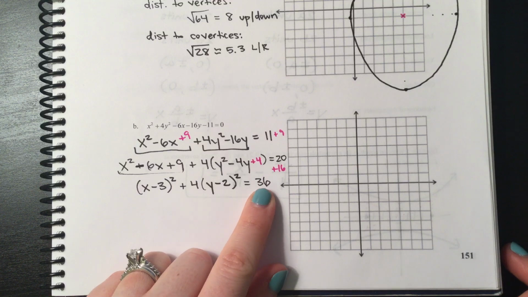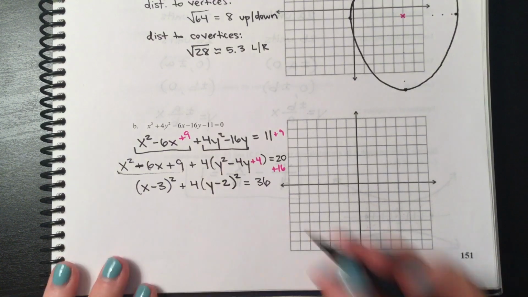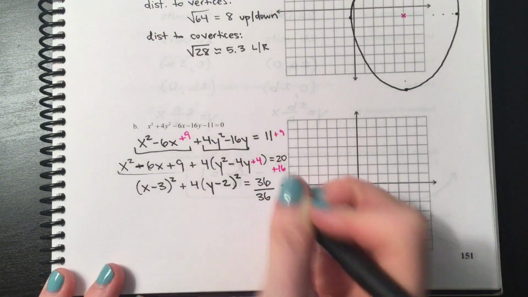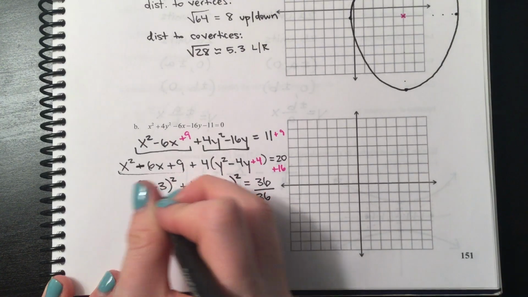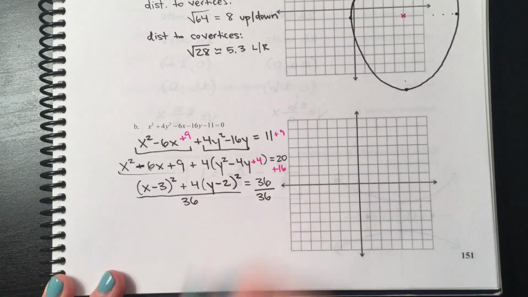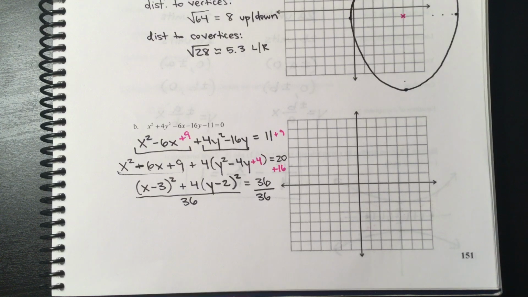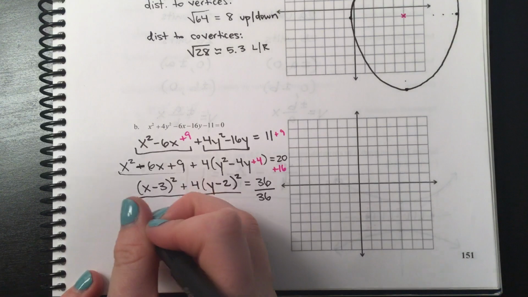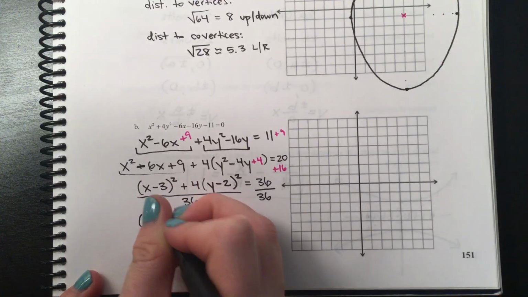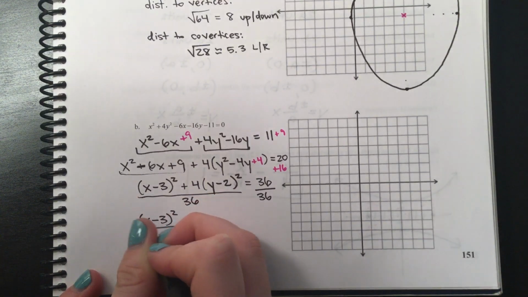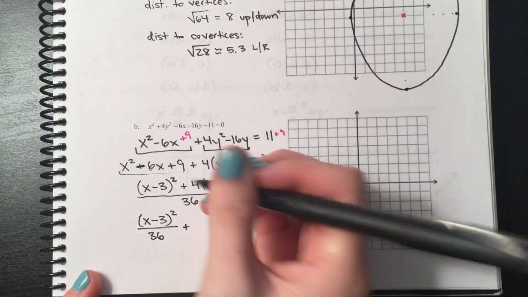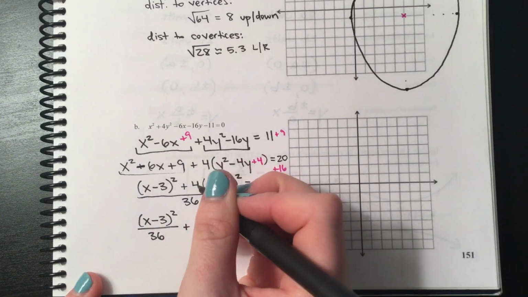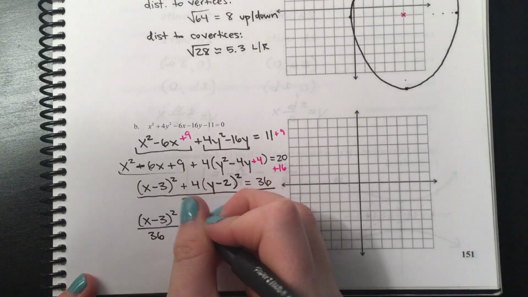Remember with ellipses, this is supposed to be a 1. So since it's not a 1, I'm going to divide by 36 so I can make it a 1. But that means I've got to divide the entire left-hand side of the equation by 36 as well. So here's what we've got. There was nothing in front here, so this just becomes x minus 3 squared and then divided by 36. Plus, and then the 4 over 36, that reduces down to 1 over 9.